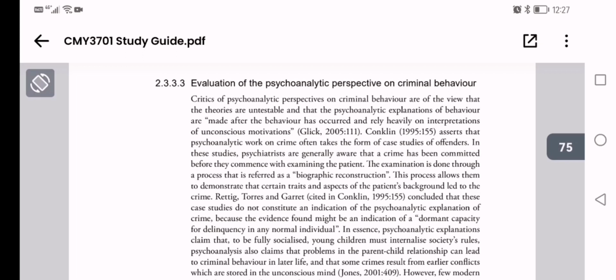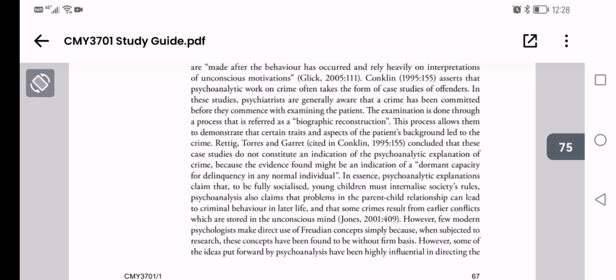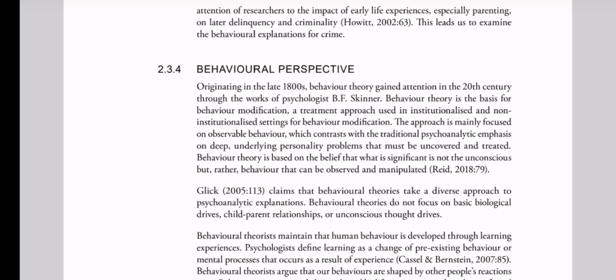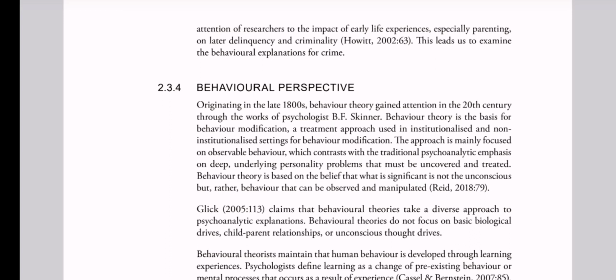However, few modern psychologists make direct use of Freudian concepts simply because when subjected to research, these concepts have been found to be without firm basis. However, some of the ideas put forward by psychoanalysis have been highly influential in directing the attention of researchers to the impact of early life experiences, especially parenting, on later delinquency and criminality. This leads us to examine the behavioral explanation for crime.